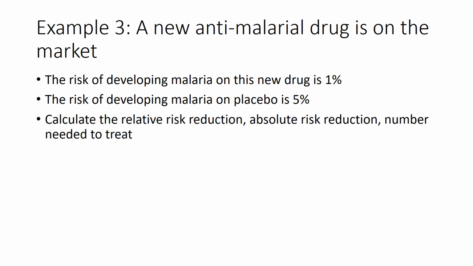Let's do one more example that finishes up the remaining terms. Let's say there's this new anti-malarial drug on the market. Let's make up some numbers. Say the risk of developing malaria on this new drug is only 1%. However, the risk of developing malaria on a placebo is 5%. The placebo here is, of course, the control. Calculate the relative risk reduction, absolute risk reduction, and number needed to treat.